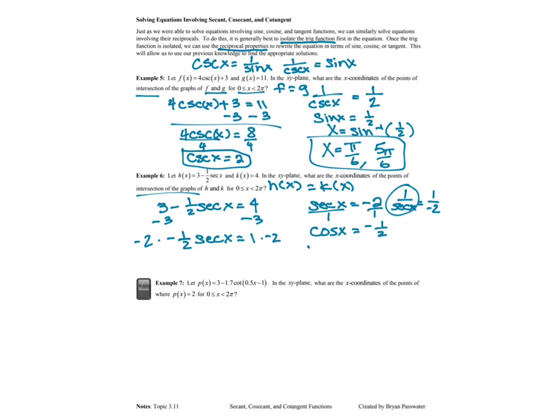So now I'm left with x is equal to cosine inverse of negative 1/2, which says at what angle is my leg length for cosine, so the x value, negative 1/2. It's a short, negative short. 2 pi over 3. Good. 2 pi over 3 and 4 pi over 3.